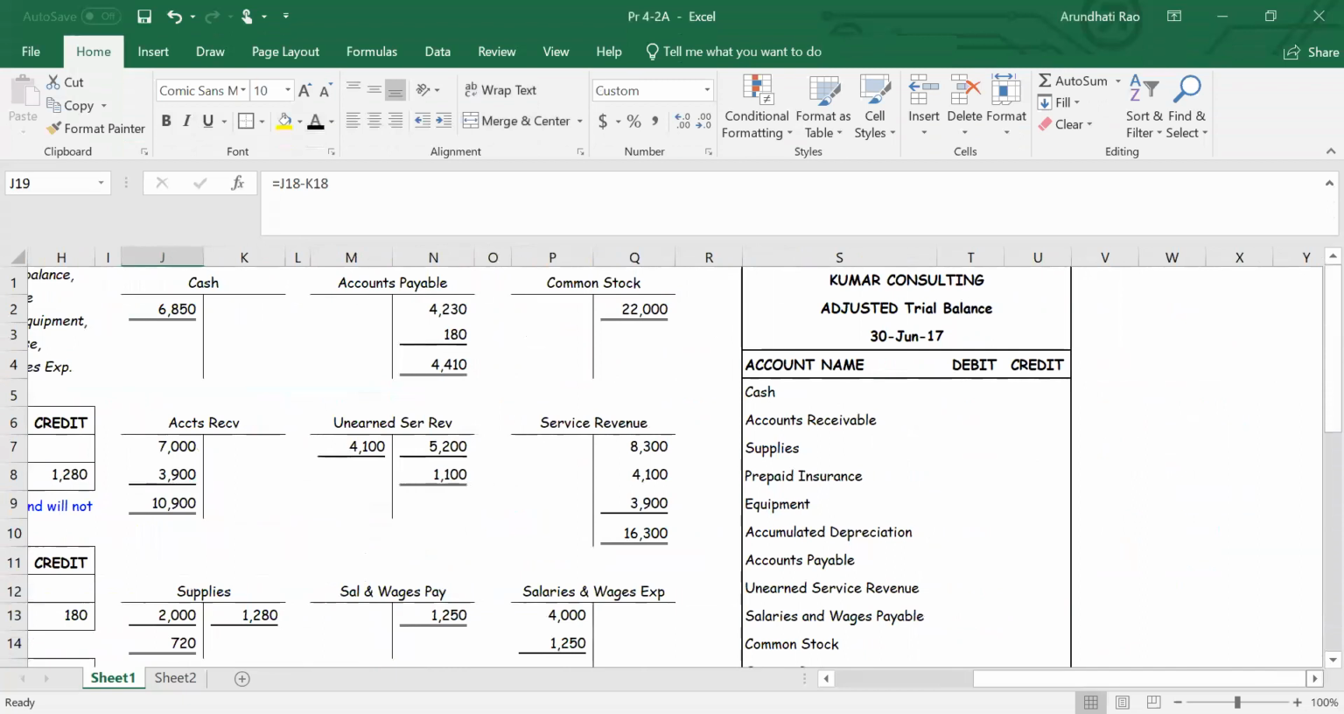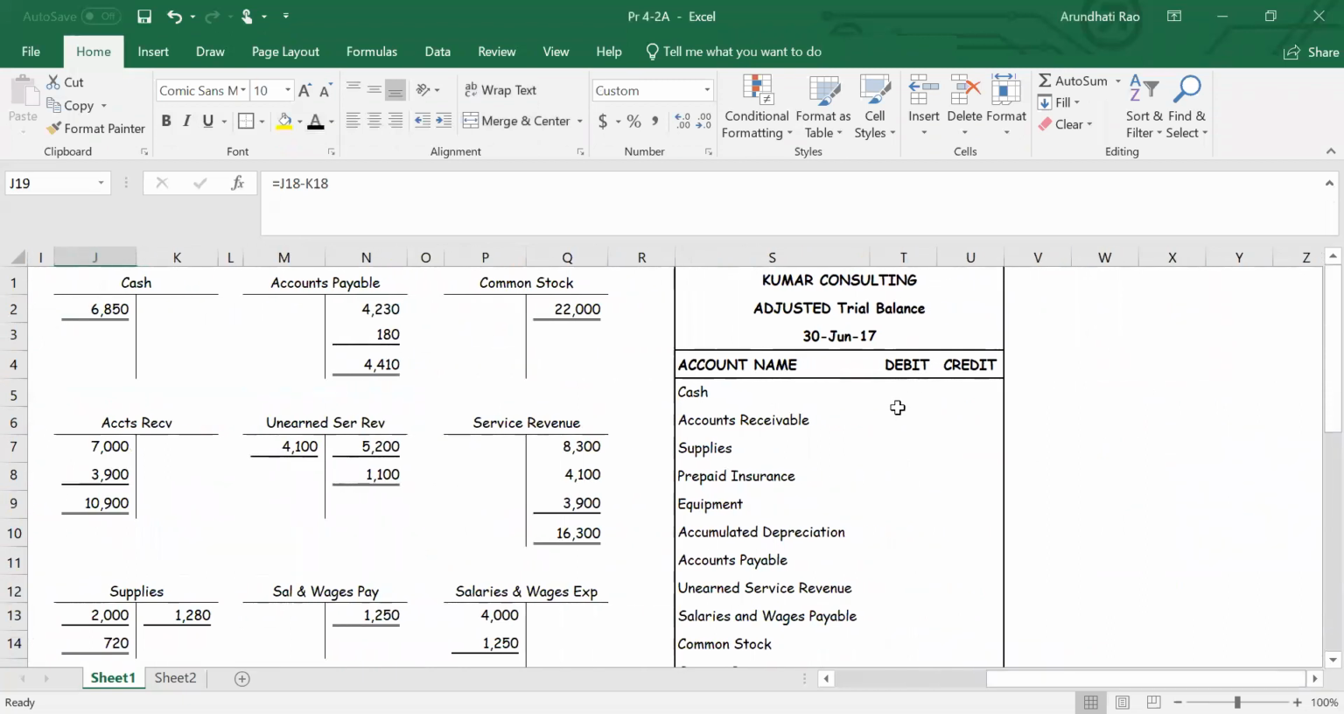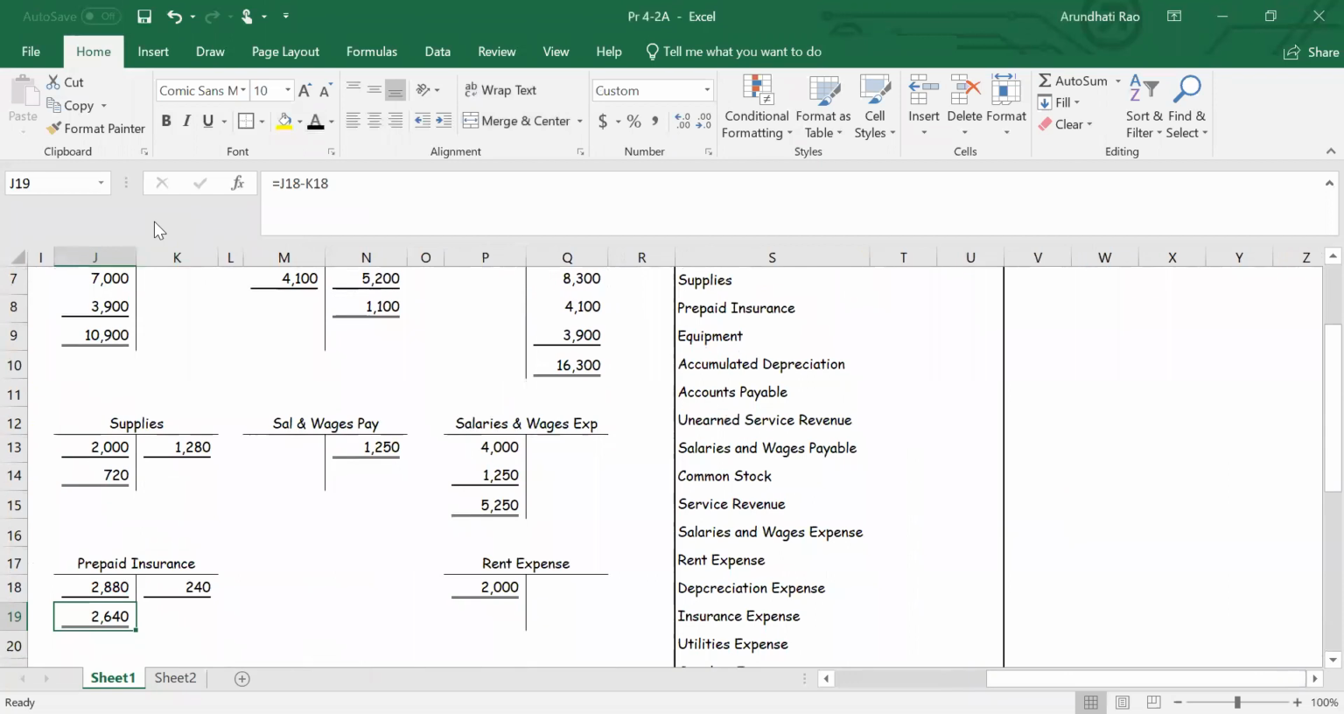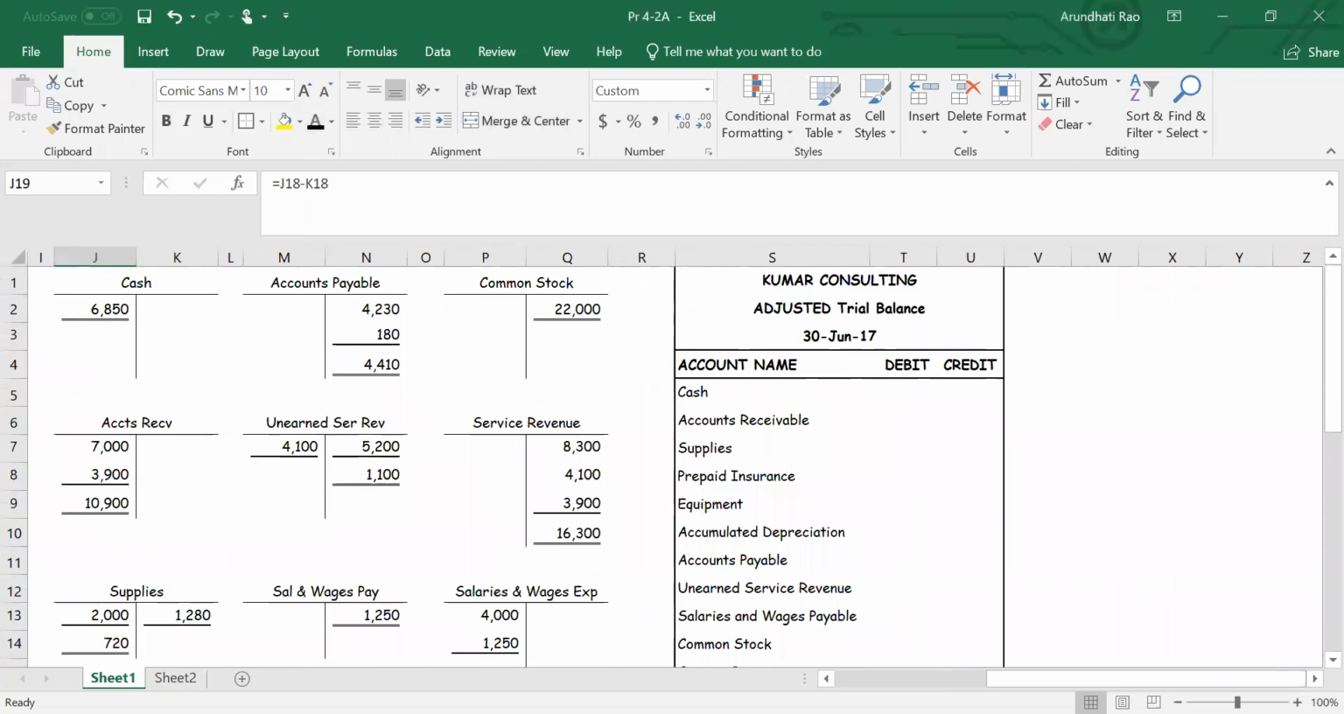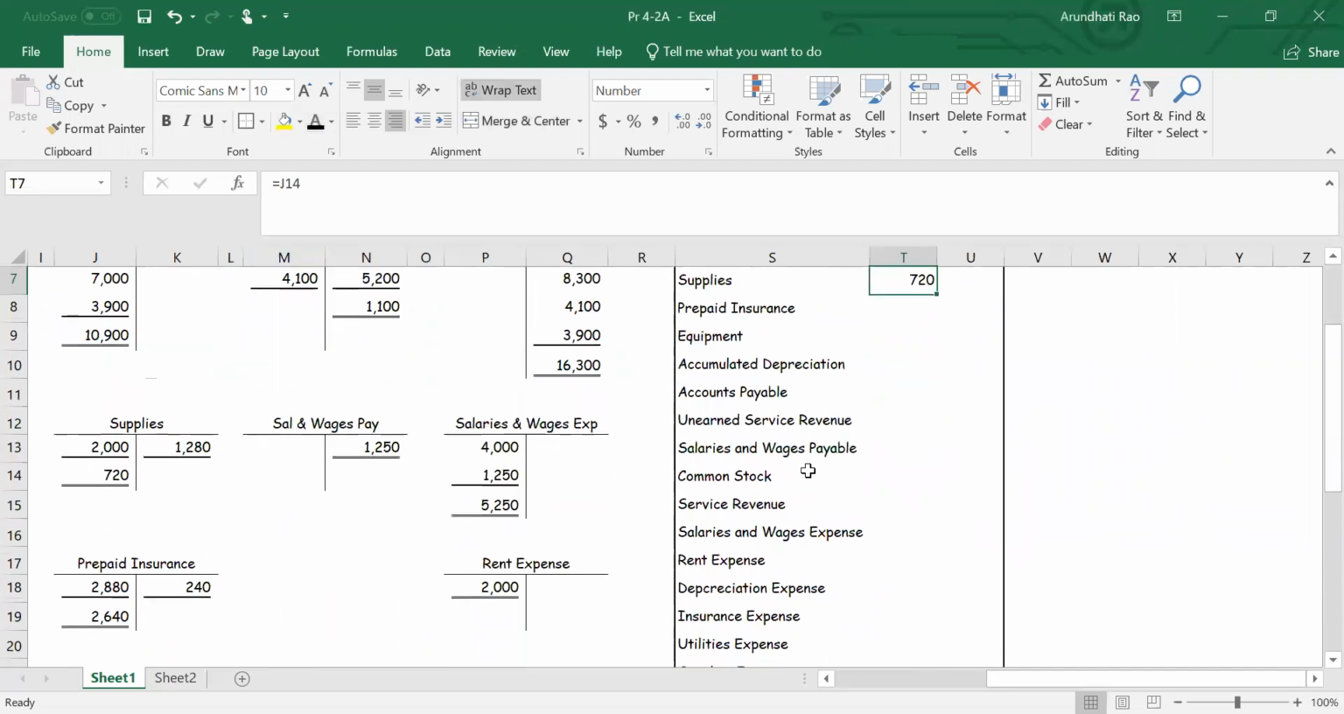I will come over here now and prepare my adjusted trial balance. I list all the accounts in the order in which they appear. And since I had organized them by way of types, as in all assets were together, then all liabilities, common stock, revenues, expenses, it becomes a lot easier for the following step, which we're not doing in this particular problem, and that would be preparing financial statements. So I bring cash over, the balance is 6,850. Balance for accounts receivable is 10,900. For supplies is 720. So you go down the list and bring all the balances over.